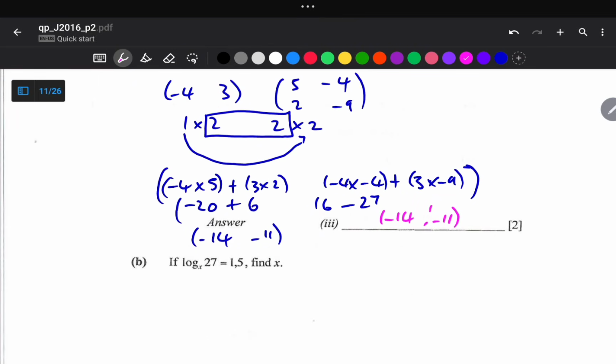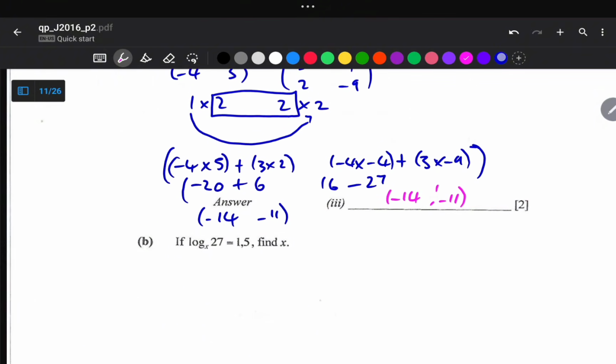Okay, and then our last part of the question, which says if log 27 base x is equal to 1.5, find the value of x. So we can express 1.5 as 3 over 2. So it is now log of 27 base x being equal to 3 over 2. Okay, so for us to calculate the value of x, we can simply shift this x here, and it becomes the base of 3 over 2. So here we can now say 27 is equal to x raised to the power 3 over 2.